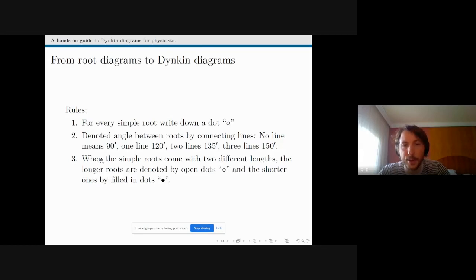When the simple roots come in 2 different lengths, the longer root is denoted by an open circle, and the shorter root is denoted by the filled dot. Now, there are at most 2 different lengths of simple roots for any given diagram. So you'll never have 3 different lengths or more. They're only ever the same length, or one set will be longer than the other set.